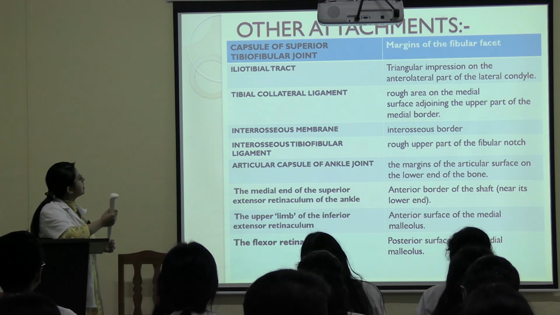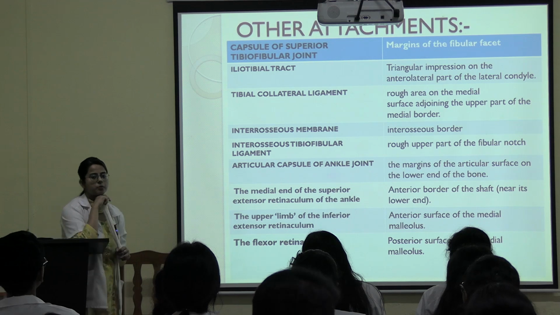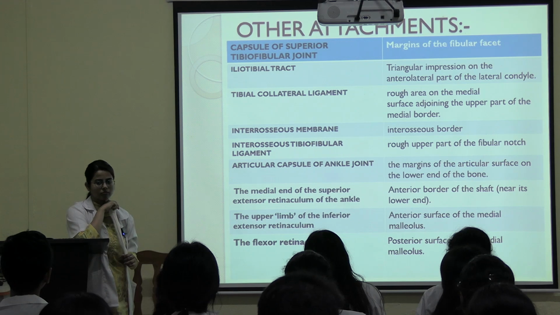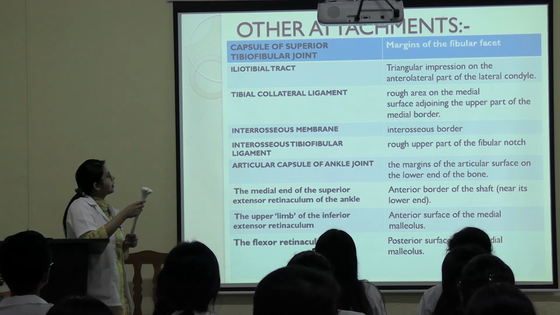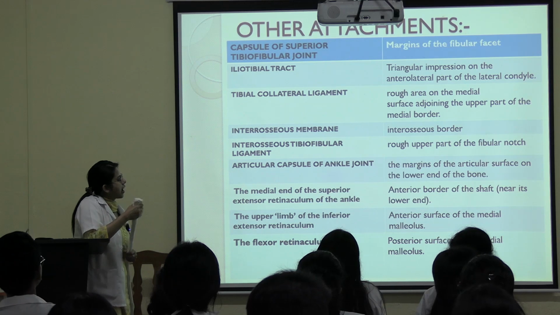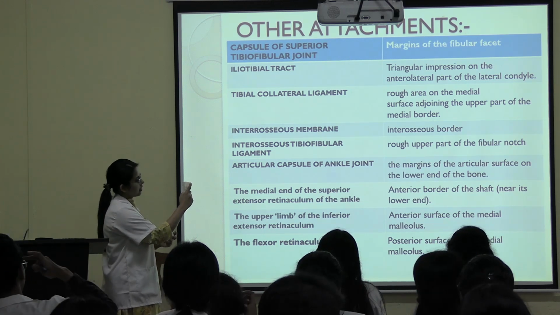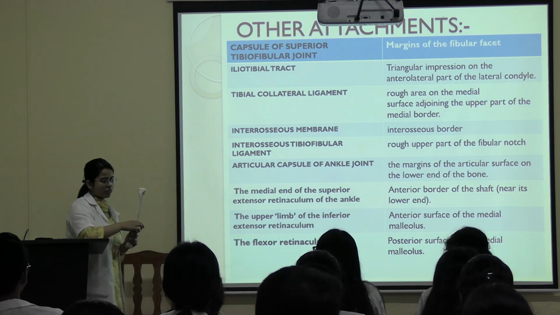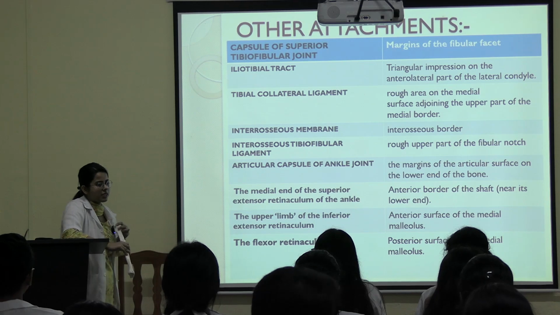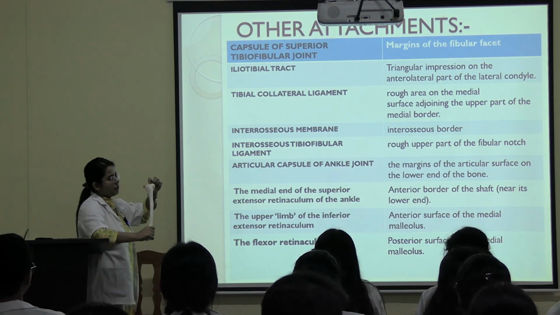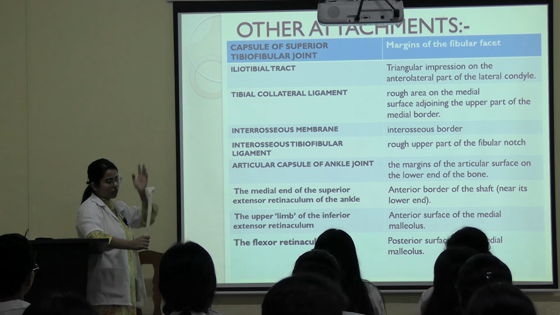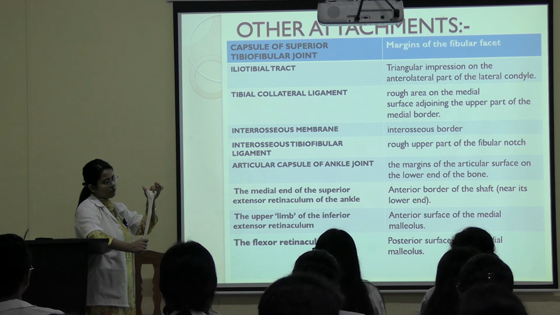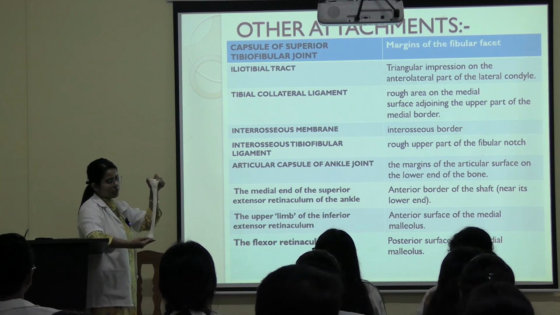Next structure is iliotibial tract. Anyone knows what is iliotibial tract? It will be inserted on the triangular impression in the lateral condyle. It will be inserted here. Above it will receive gluteus maximus muscle and tensor fascia lata. It's a tract of fibrous sheath. It will end up here, the triangular impression in front of the lateral condyle of the tibia.